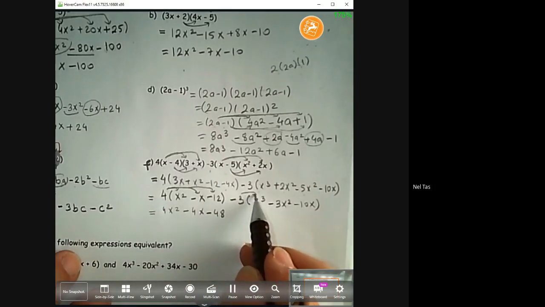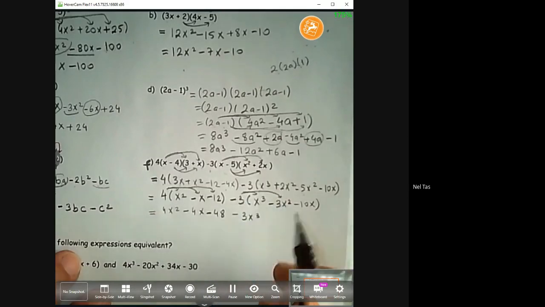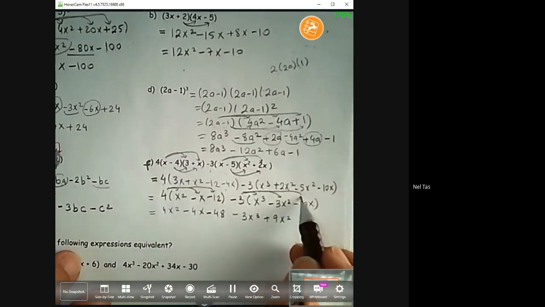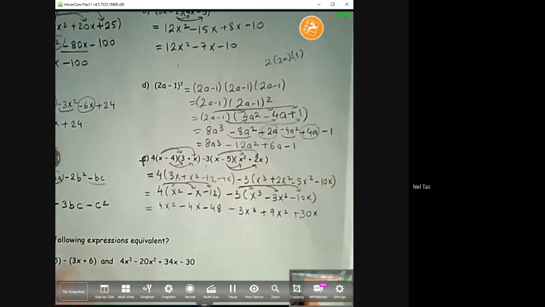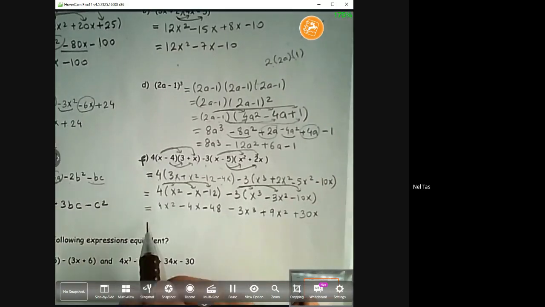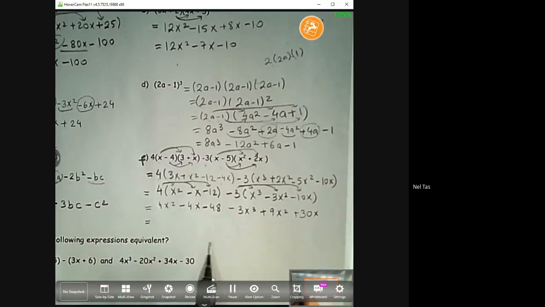Now distribute negative 3. Negative 3x cubed, negative 3 times negative 3x squared, plus 9x squared, negative 3 times negative 10x, plus 30x. And on the final step, we're going to collect the like terms.